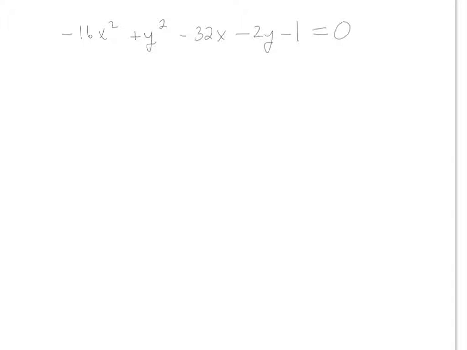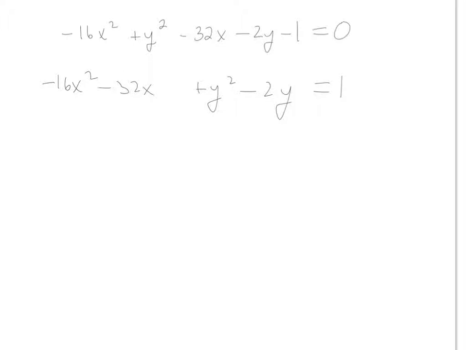I am still going to keep my x terms together, my y terms together. I'm going to get that constant and push over to the other side. So that's going to look like -16x squared minus 32x plus y squared minus 2y equal to 1. If you're missing what I'm doing here, I'm basically just putting the x terms together like this, the y terms together over here, and then I'm adding 1 to both sides.